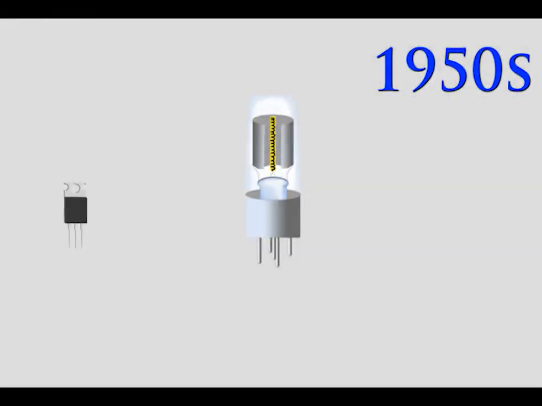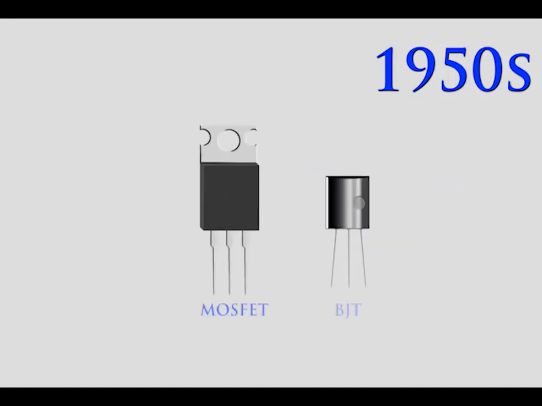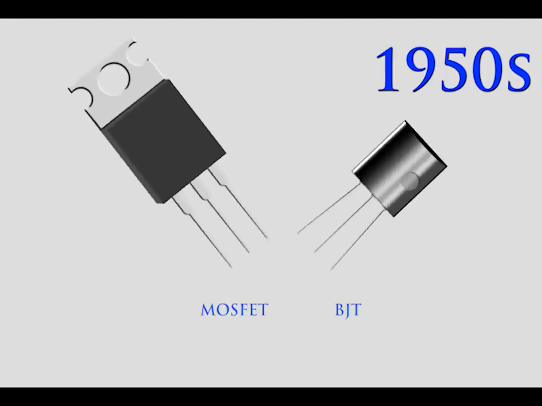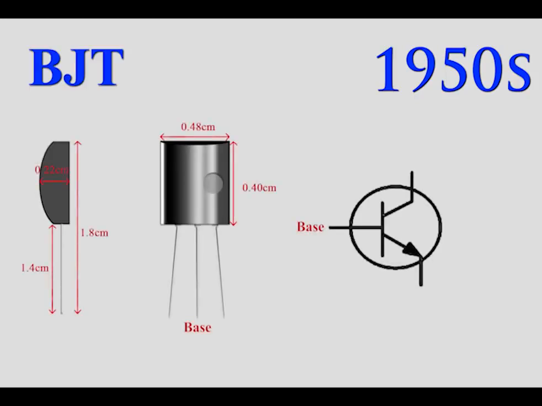In the 1950s, these vacuum tubes were replaced by transistors. Transistors were smaller in size, faster, and more reliable when compared to vacuum tubes. These transistors consist of 3-pin terminals for external connections. BJT has base, collector, and emitter terminals.